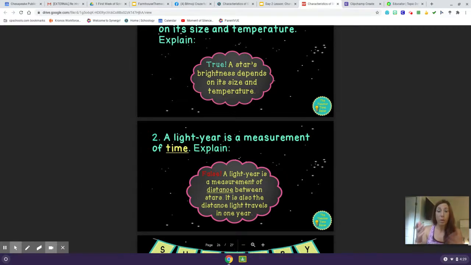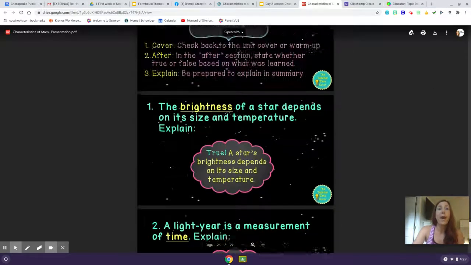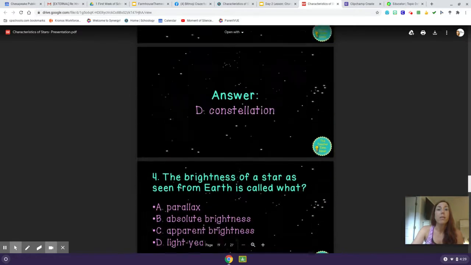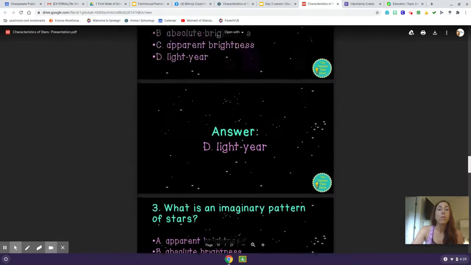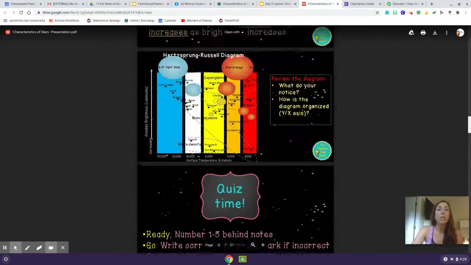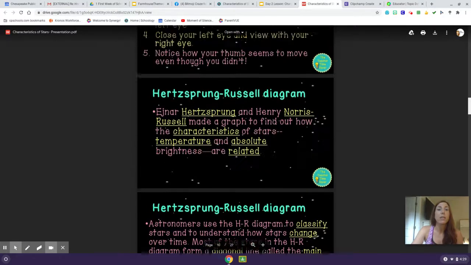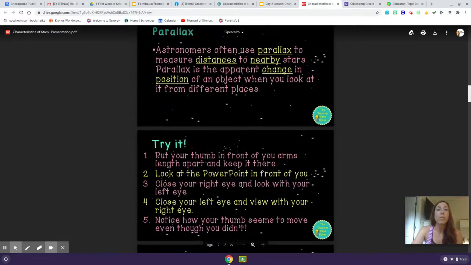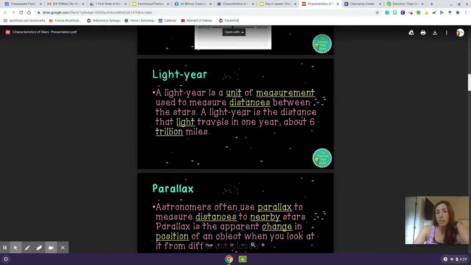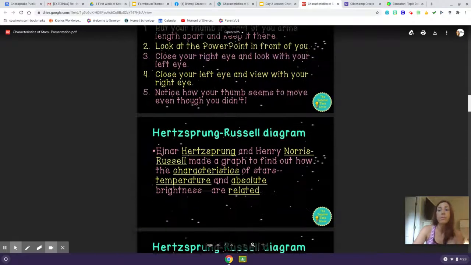And do you remember what the distance is that light travels in 1 year? If you don't remember, go back. Let's go all the way back. Scroll, scroll, scroll. And where is it? Close your eyes if you're getting dizzy. Do you remember the number? 6 trillion miles. 6 trillion miles is the distance that light travels in 1 year.